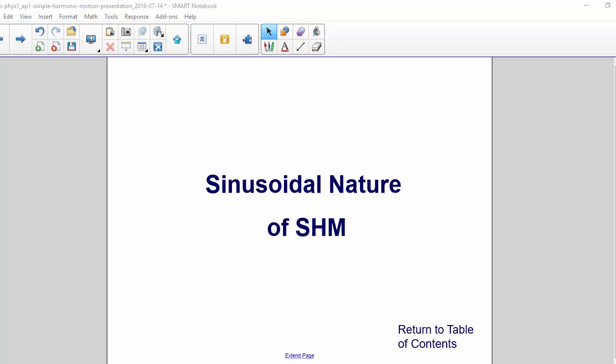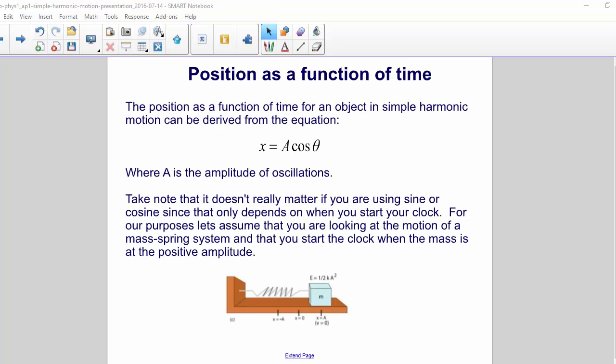Sinusoidal nature of simple harmonic motion. The position as a function of time for an object in simple harmonic motion can be derived from the following equation: x equals A cosine theta, where A is the amplitude of oscillations. But it really doesn't matter whether it's sine or cosine.